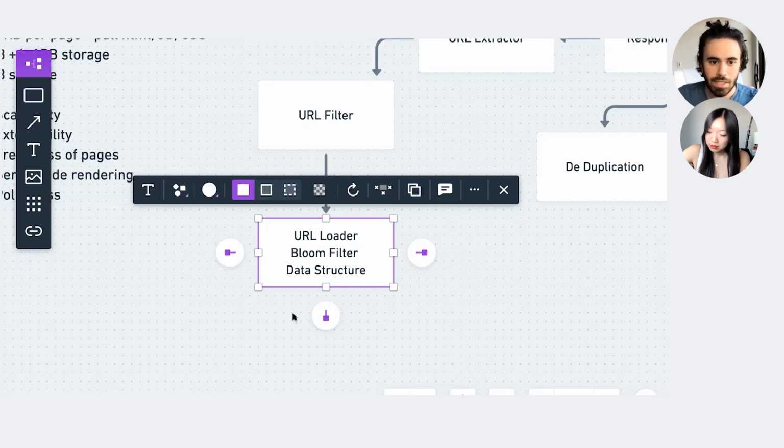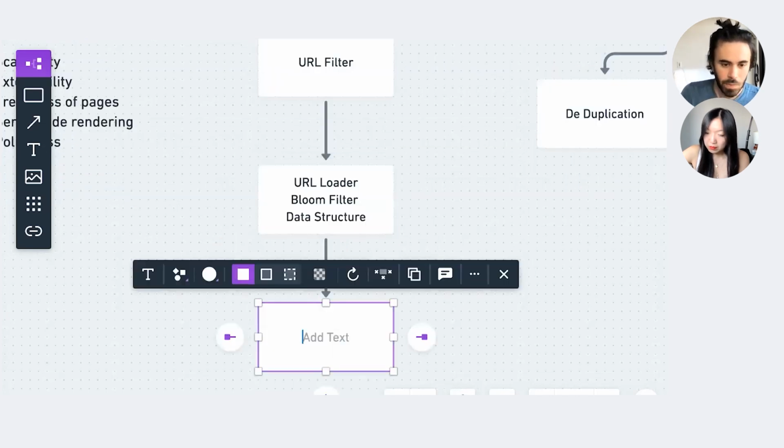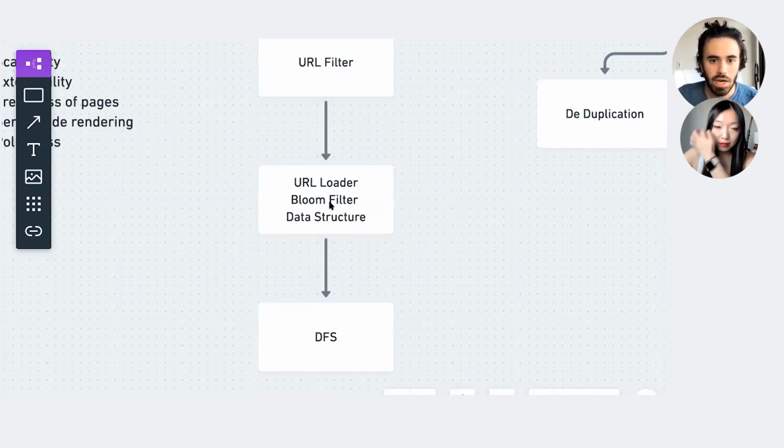So given that, that's pretty much it, well, actually we need to store all of these. So we could use something like NoSQL, or actually I would probably choose, in this case, a distributed file system to store all of these different URLs.